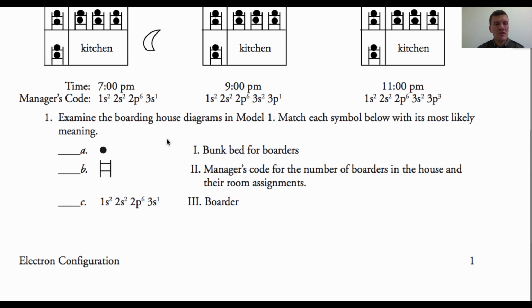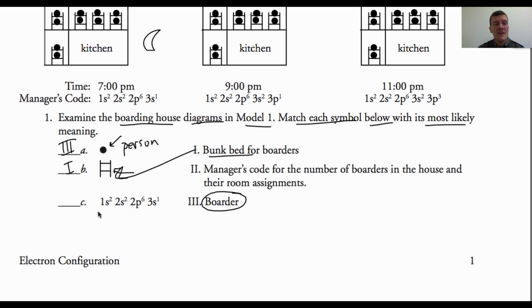We're going to start really simple, really basic. Examine the boarding house diagrams in Model 1. Match each symbol below with its most likely meaning. So this right here is going to mean a boarder. That's a person right there. That is a person or a boarder in your boarding house. This diagram right there is a bunk bed. So this, by the way, I can put these in here. That's one. That's three. That's one. So this is your bunk bed. And then this here is the code. That is the code for describing the number of boarders and where they are staying.